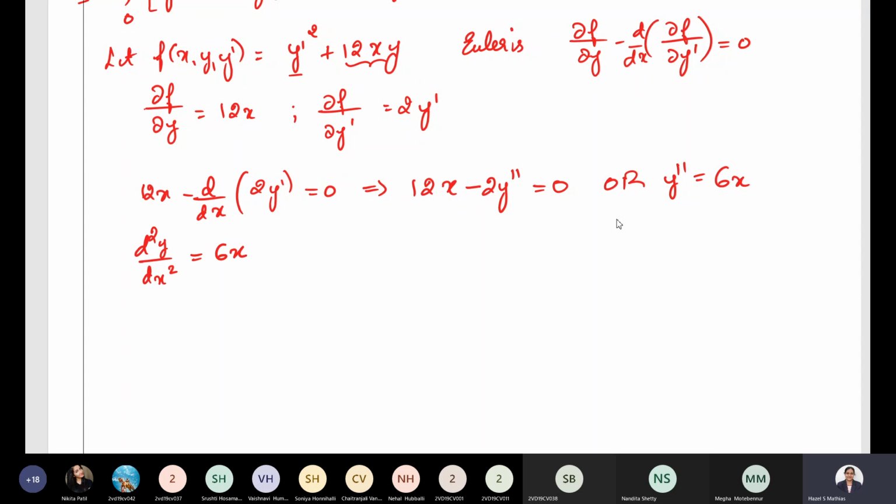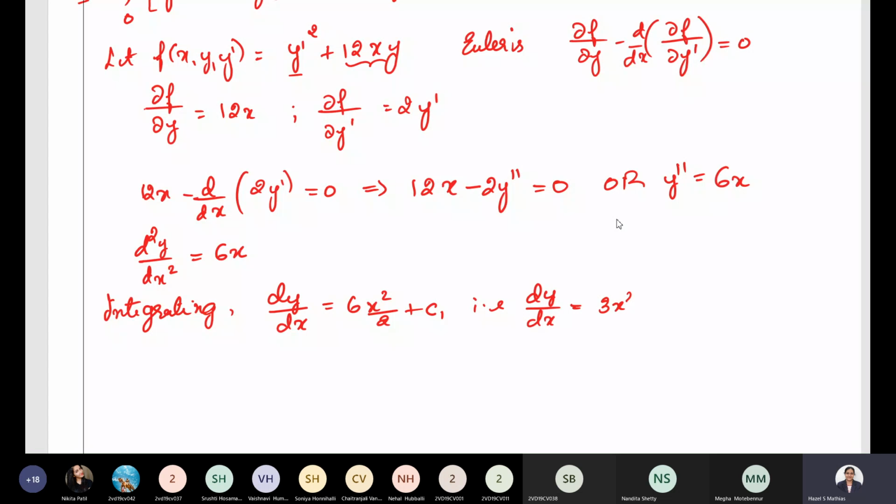In order to find the value of y, we need to integrate twice. So integrate, what do we get? On integrating the first time on both sides, we get dy by dx equal to the integral with respect to x. Integration of x will be x square by 2 plus the constant, we take it as c1. So dy by dx is 3x square plus c1.